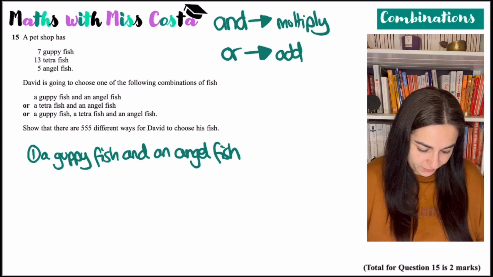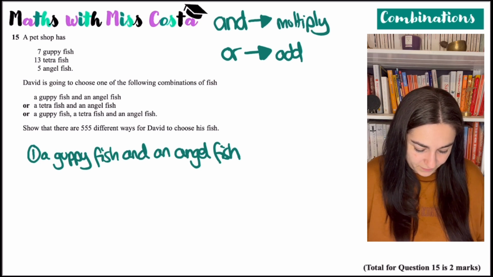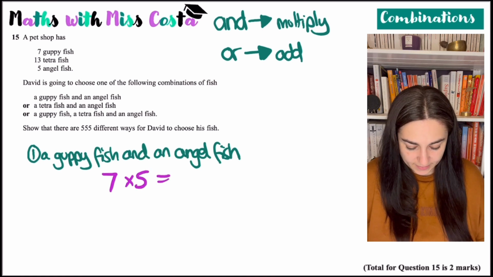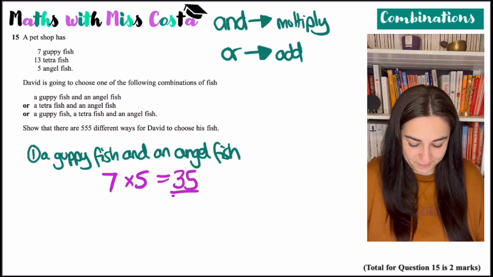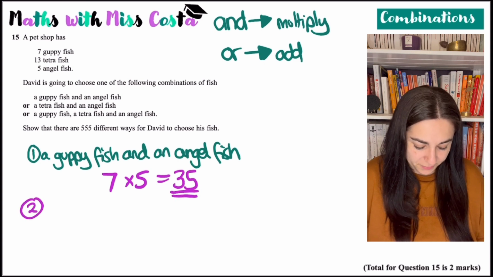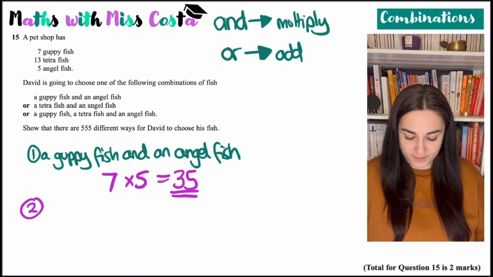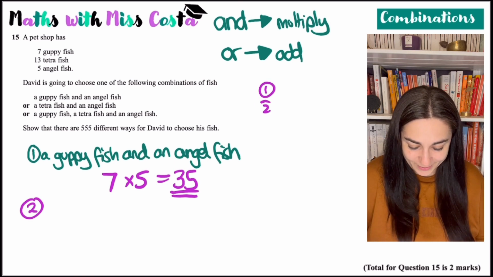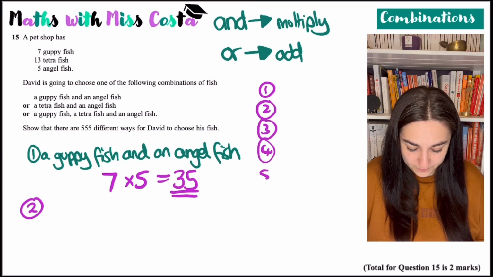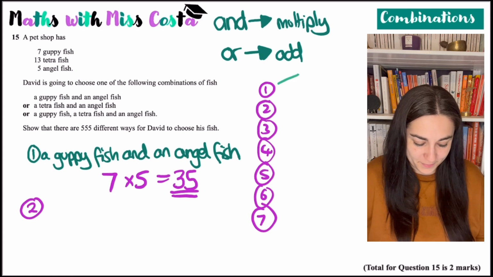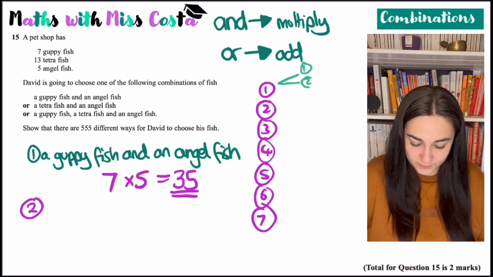So there are 7 guppy fish, and there are 5 angelfish. So 7 times 5 is 35. So I have 35 combinations, 35 possible options, because each guppy fish, so let's just say guppy 1, guppy 2, guppy 3, 4, 5, 6, 7. Each of these little guppy fish I can combine with angelfish 1, angelfish 2, angelfish 3, angelfish 4, angelfish 5.